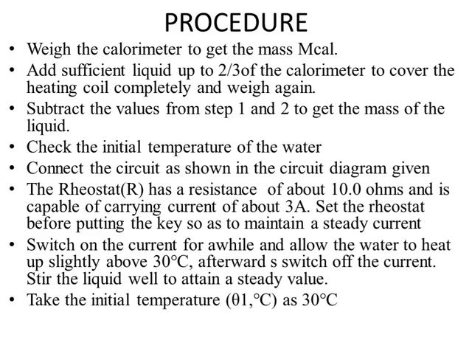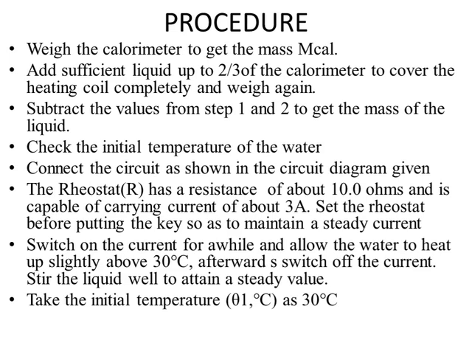The first procedure says the first thing to do after collecting all your apparatus or components is that you weigh the calorimeter to get the mass mcal or mc. You weigh your calorimeter. You add sufficient liquid, up to 2/3 of the calorimeter, to cover the heating coil completely, and weigh again. By the time you are weighing again, you are no longer weighing the mass of the calorimeter, because you have already done that. You are now weighing the mass of calorimeter and water, because you have added water to it.